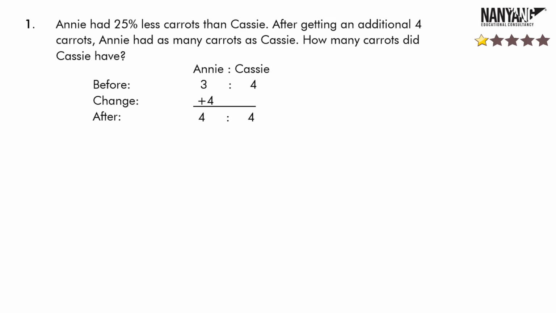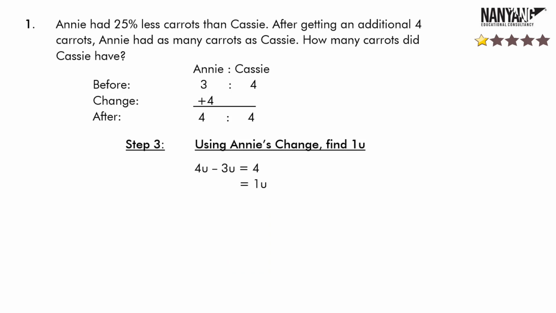Now with this new table, we can use Annie's change to find 1 unit. We take 4 units minus 3 units. This is our after minus before. This equals to our change, which is 4 carrots. And 4 units minus 3 units is also equals to 1 unit. With that, we know that 1 unit equals to 4. And now, we can easily solve the question.